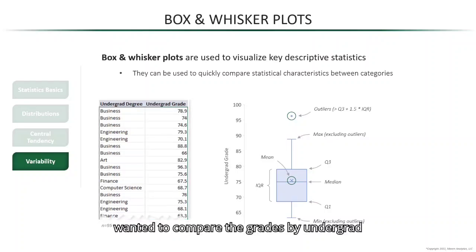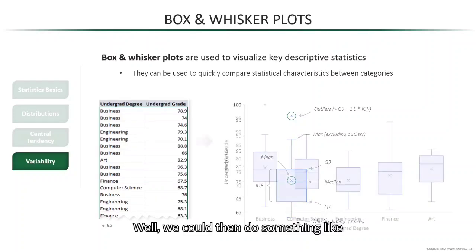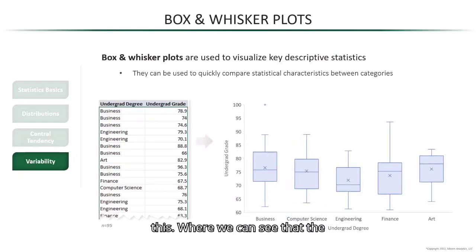So say we wanted to compare the grades by undergrad degrees across the entire sample, well, we could then do something like this, where we can see that the top 50% of the business students tend to do better than all the rest, and we have a standout business student that has a perfect grade of 100, and we can also see that engineering students tend to get the lowest grades overall.